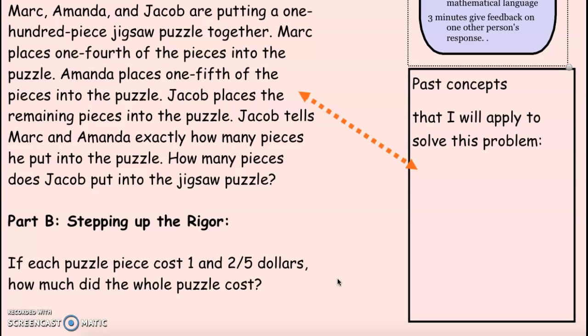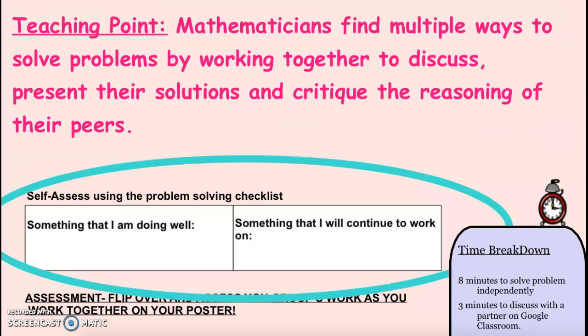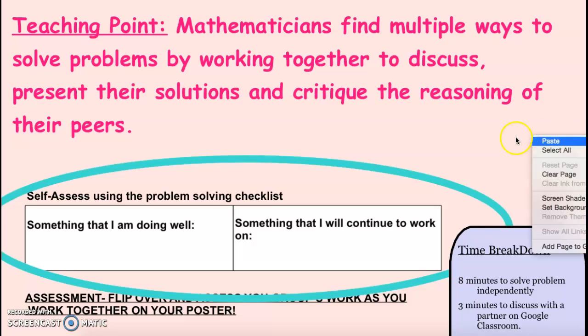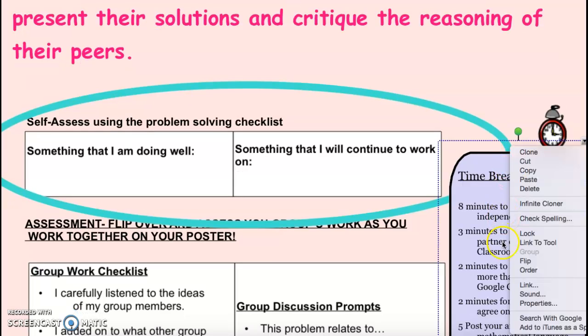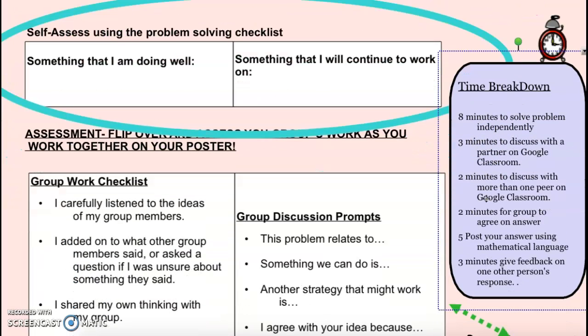So we want to pause this video, and we want to think, what past concepts do I already know that will help me to solve this problem? I want you to jot that down in your notebook, and then press play afterwards. After you've done that, I want you to use your time breakdown list. Take 8 minutes to solve the problem independently. Then take 3 minutes to discuss with a partner on Google Classroom.